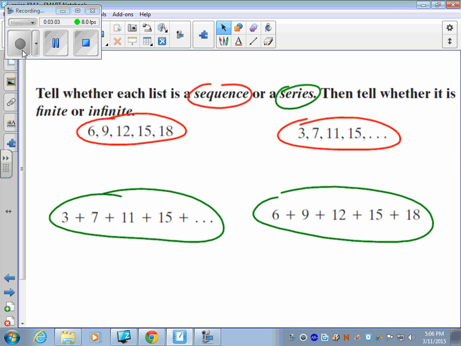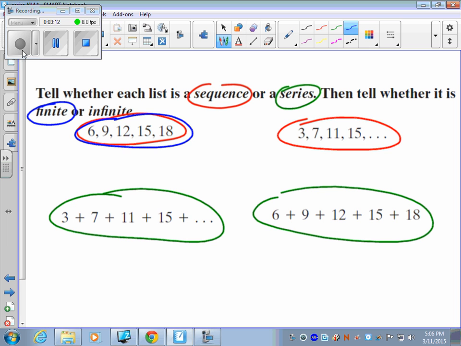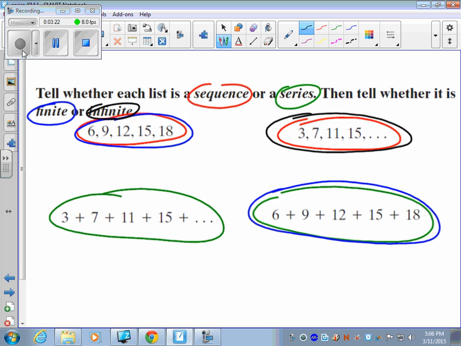So let's look. What's finite? Finite ones I will put in blue. It's ending. That doesn't have a dot, dot, dot at the end. Down here, no dot, dot, dot at the end. So that is finite. And infinite goes on and on and on. So dot, dot, dot, infinite. So that's just a quick little exercise.